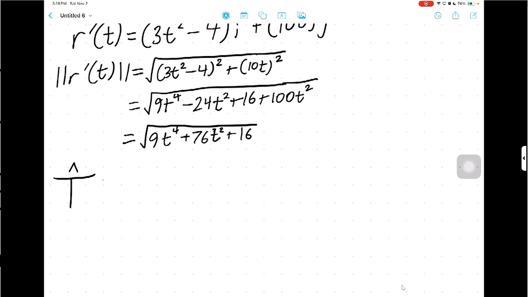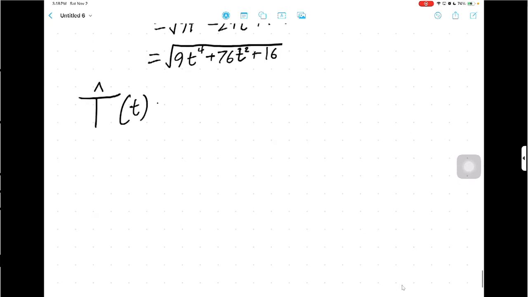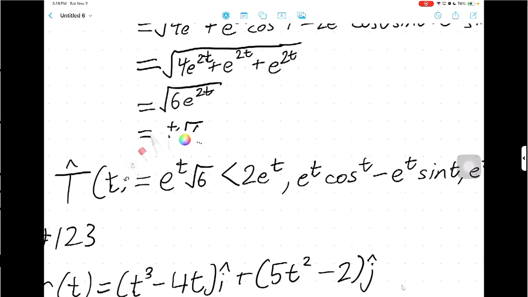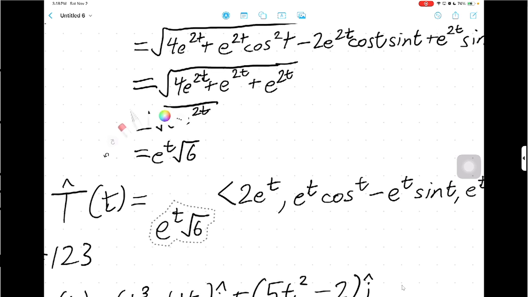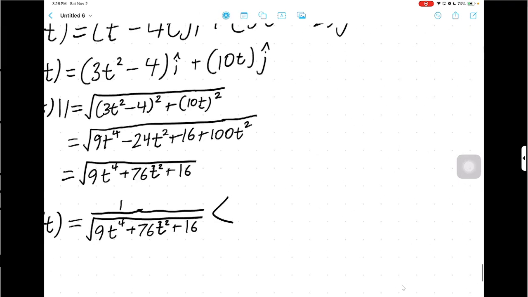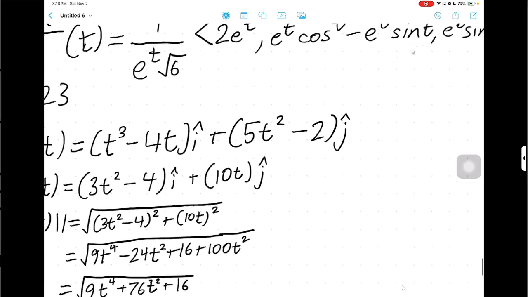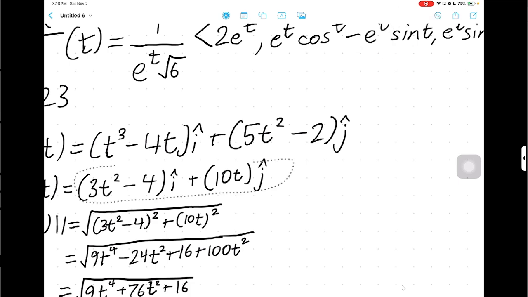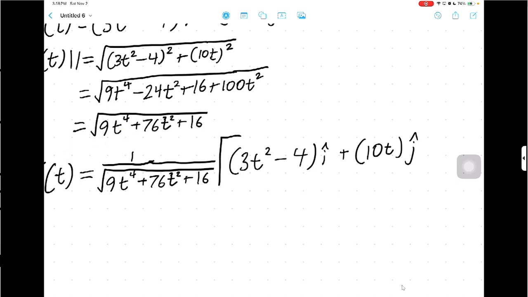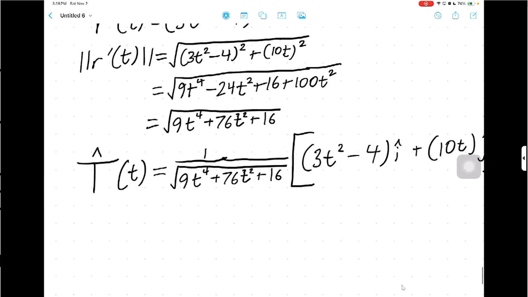And then your unit tangent, which is going to become, why did I put that? It should be 1 over that. It's going to be 1 over this whole magnitude times the original vector. Actually, no, it's derivative. This one. Like so.